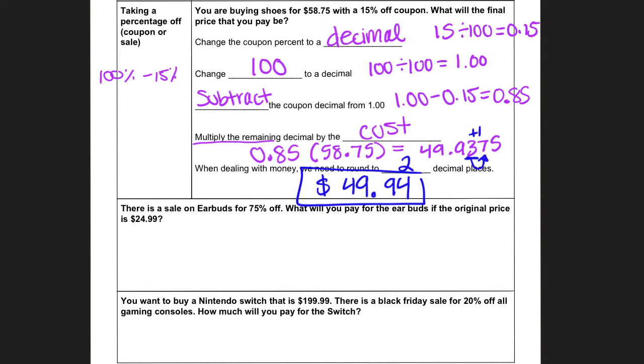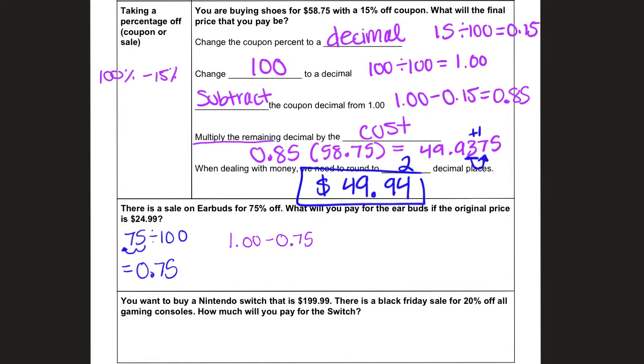Same thing for the next one. Here's my pointer. There's a sale on earbuds for 75% off. What will you pay for the earbuds if the original price was $24.99? Well, first thing I'm going to do is change my percent, 75, to a decimal by dividing by 100, which is 0.75. Then I subtract that from 1. This is going to give us the remaining amount.